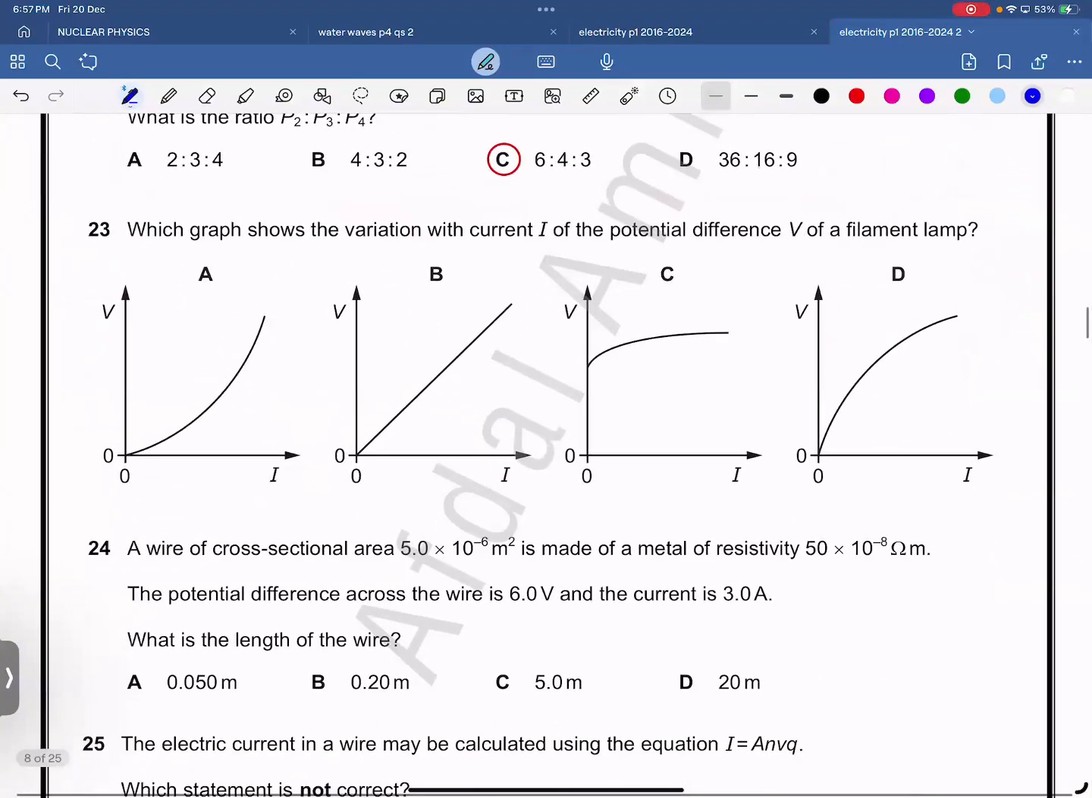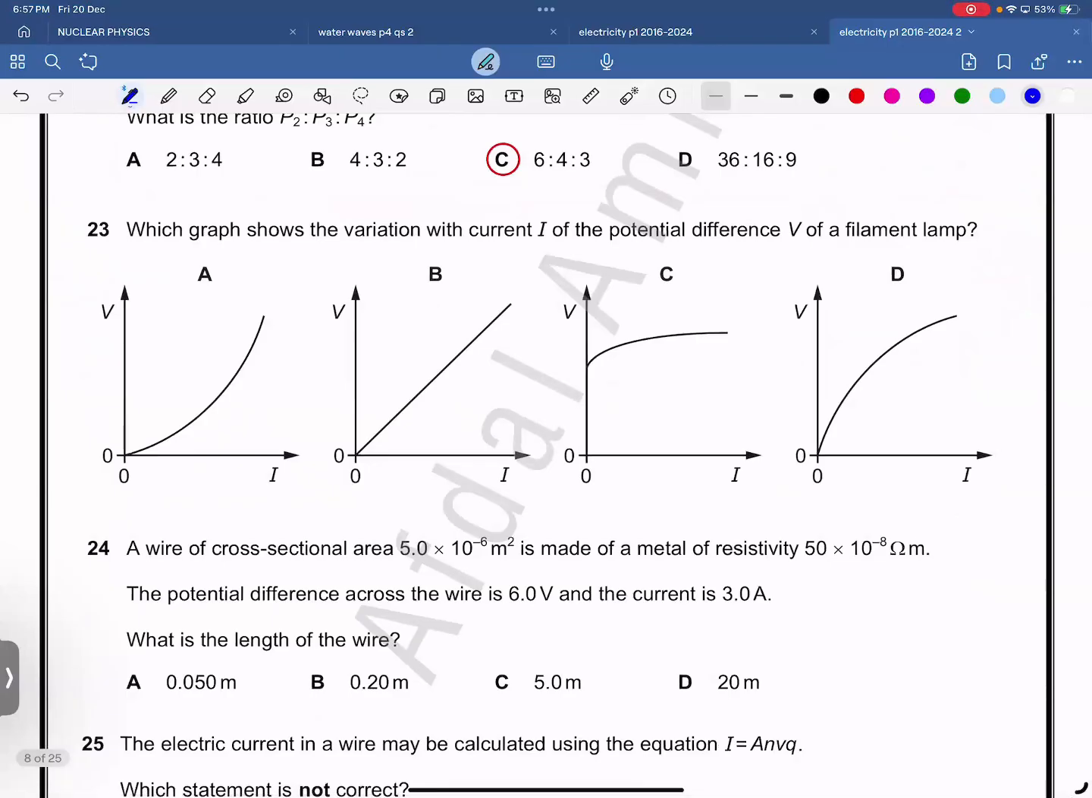Okay, question number 23, my dear students. Which graph shows the variation of current with potential difference for a filament? I can tell you, the filament bends away from the current axis. That's it. Away from current is A.